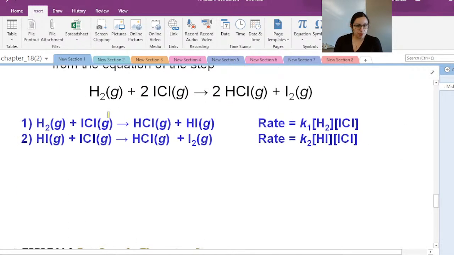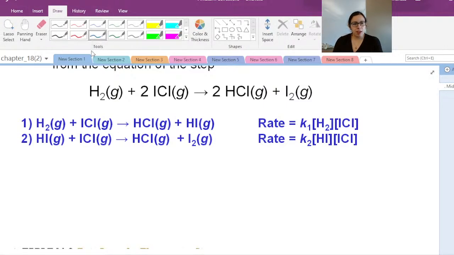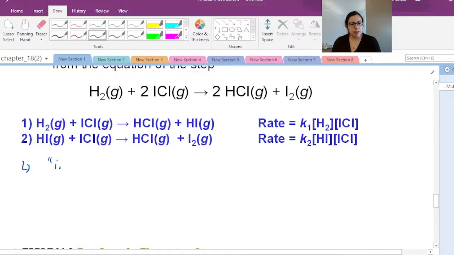So let's break down what's been done here. Now we can write out each individual rate law for each step.